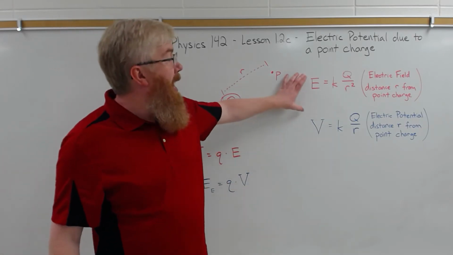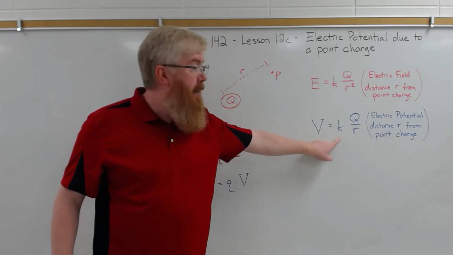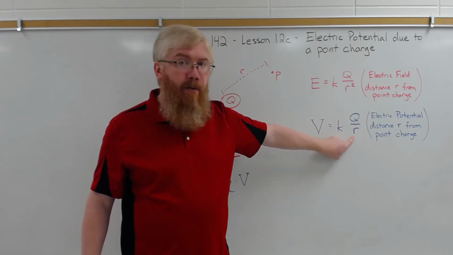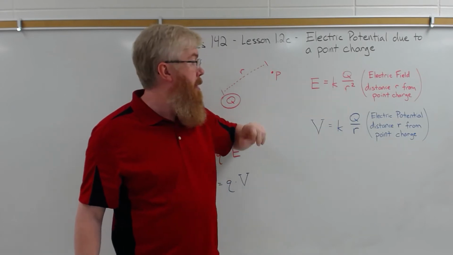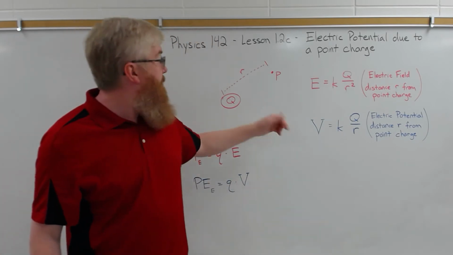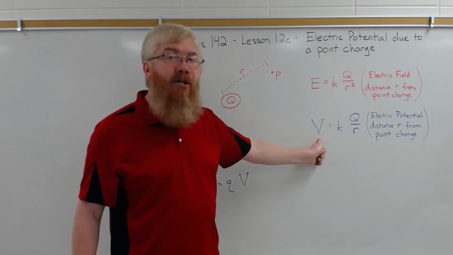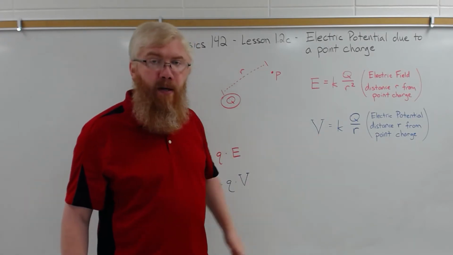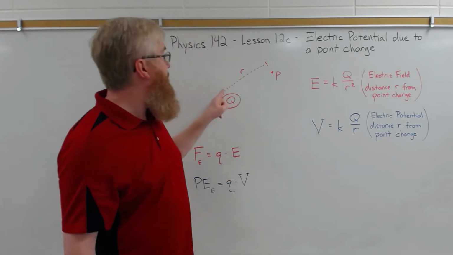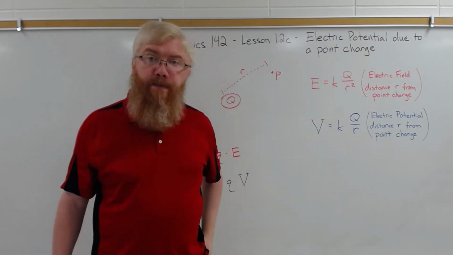The potential actually looks a lot like the electric field equation. It depends on constant K. It depends on charge Q, but it's only divided by r to the first power, not r squared. So the potential is K times Q over r. If Q is positive, the potential is positive. If Q is negative, the potential is negative. And of course, you can see how the potential drops the further you get. As r gets bigger, this gets further and further away, the potential gets smaller.